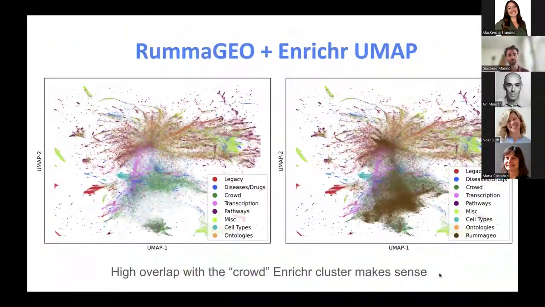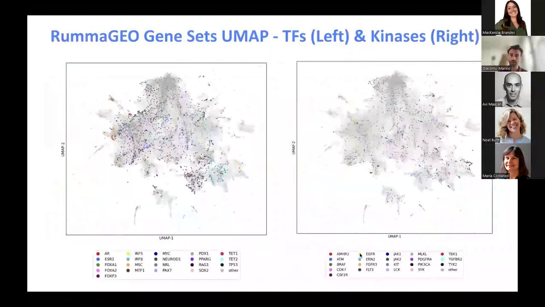Another thing that we can do is look at where RummaGEO gene sets fall in the Enrichr gene set space. On the left is just the Enrichr gene set space, and on the right, we overlay all of the RummaGEO gene sets on top of that. We can see that most of this overlap is in this area here, which corresponds to the Enrichr Crowd category, which has a lot of user-submitted GEO signatures. So this makes a lot of sense. Additionally, we can color this by transcription factors and kinases that we saw before. This is a little bit more sparse, but we can observe some clusters of these transcription factors and various kinases here on the UMAP as well.